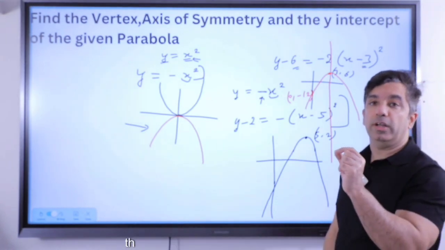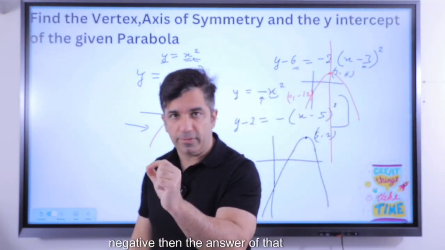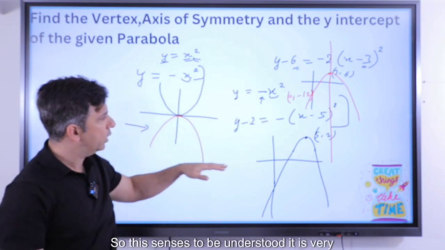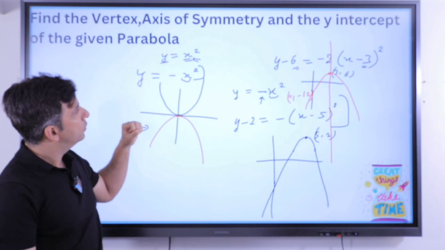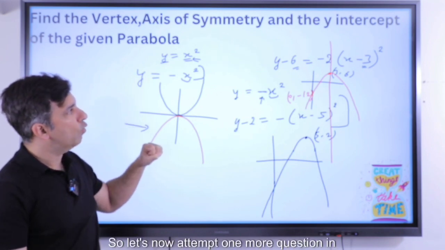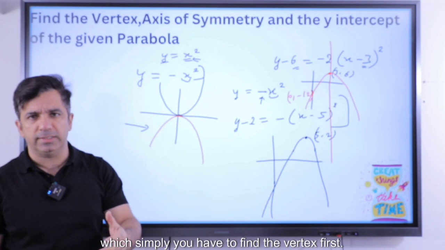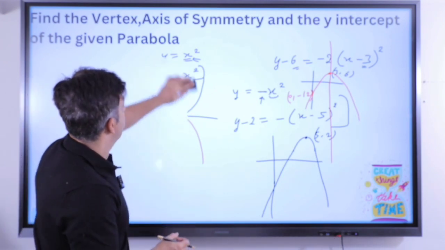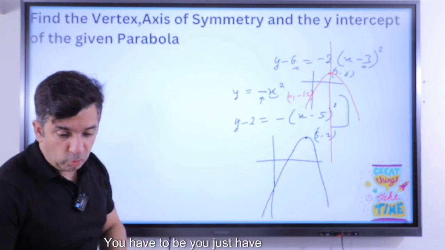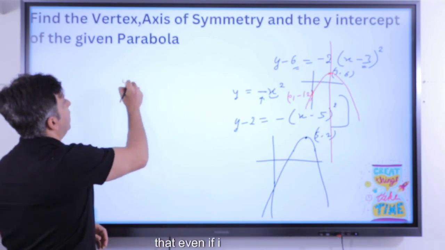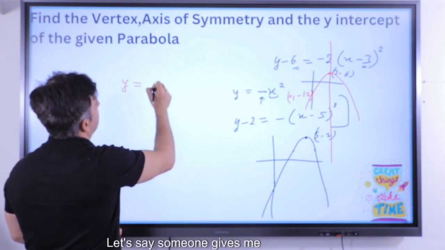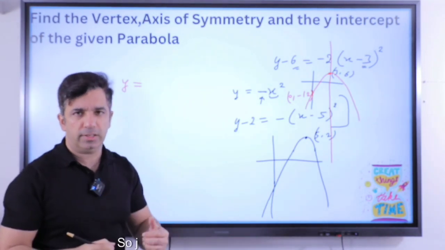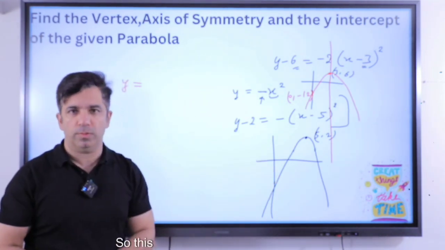But the sense is very important, that if the coefficient of x square is negative, then that parabola would be a downward parabola. So this sense is to be understood, it is very important. So let's now attempt one more question in which you simply have to find the vertex. First you have to do the square completion, but in the square completion part also, you just have to understand that even if it is negative, let's say someone gives me this parabola. Okay, let's solve one question and then we'll discuss further. So just attempt this next question now.